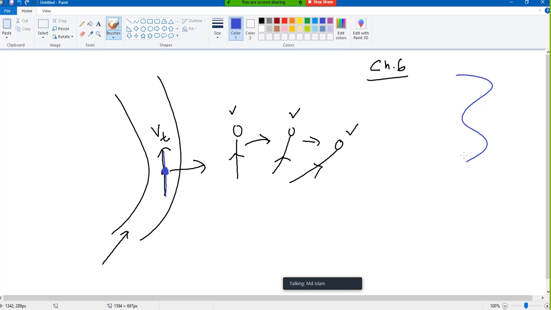Say there is a curve here. A tangent is a line that just touches a point. It will pass through only a single point. It cannot cross two points. If it touches two points, then it is a crossing line, not a tangent. Tangent just touches one point, that is called a tangent. So the velocity will be along the tangential direction.